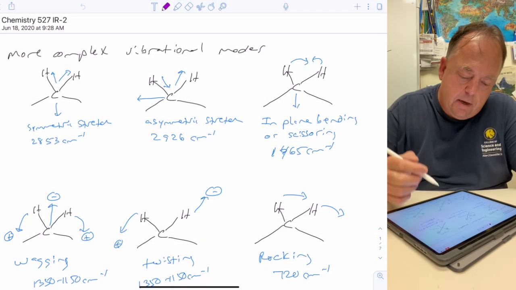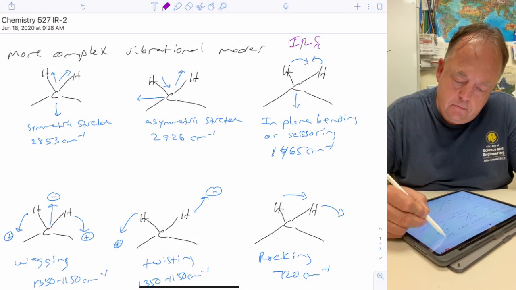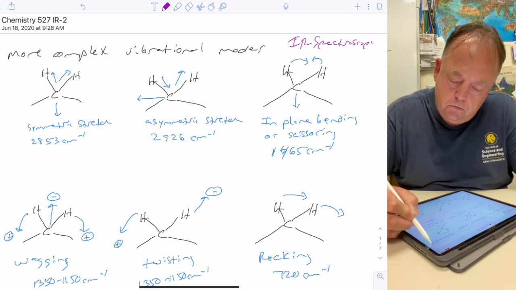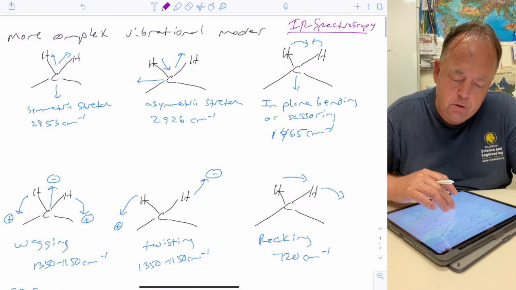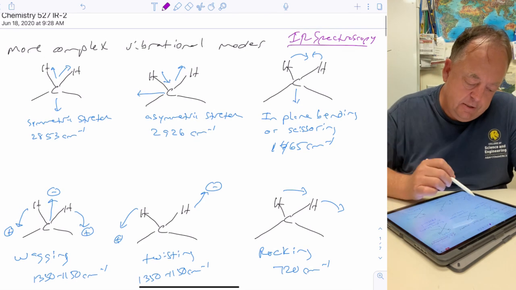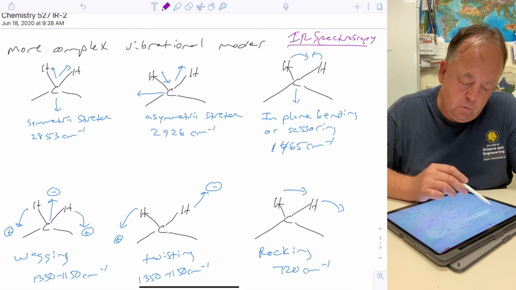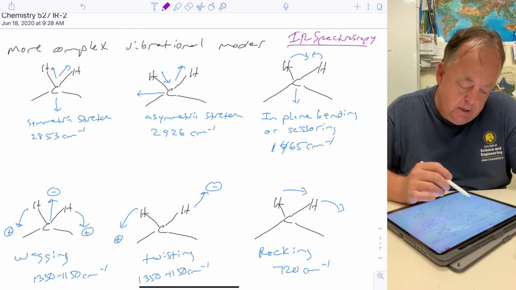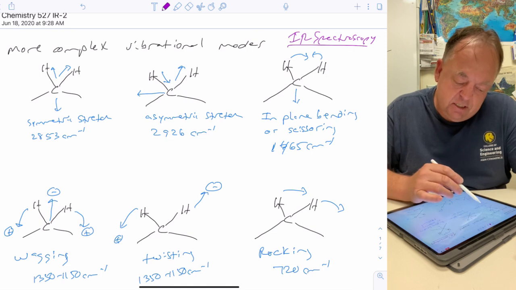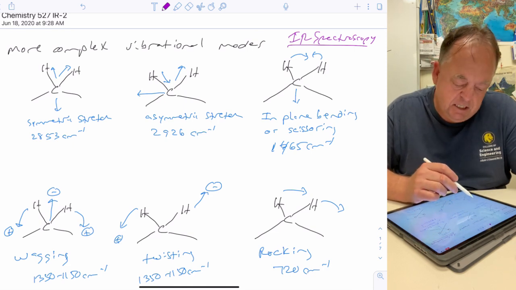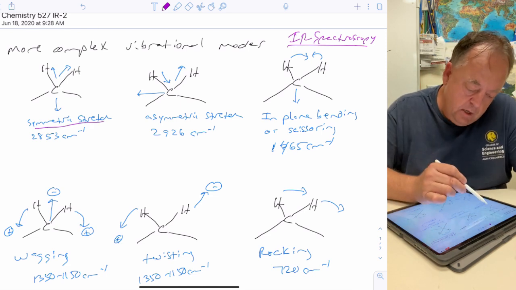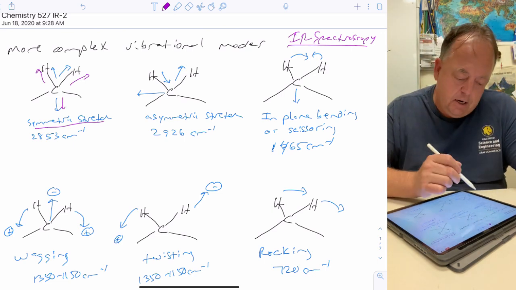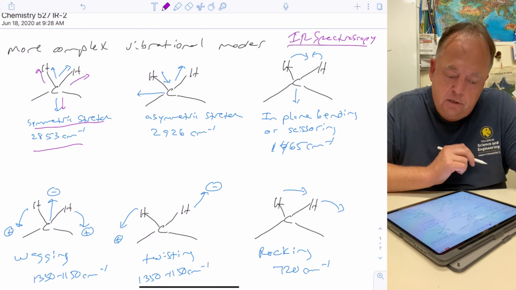Let me say a little bit more about IR spectroscopy. There are some more complex vibrational modes than we looked at in the first lecture. If we had a simple unit like this, a carbon with four bonds, and we just look at the CH2 on an sp3 hybridized carbon, you have what's known as a symmetric stretch, where we're stretching these two hydrogens that way, and then the carbon is moving this way. That occurs at 2853 inverse centimeters.